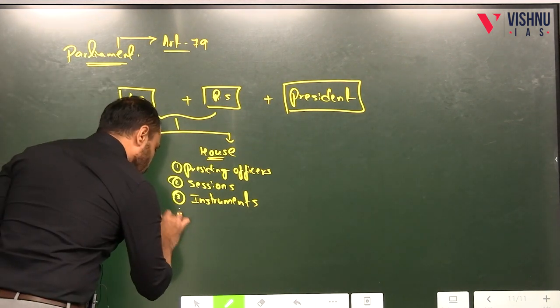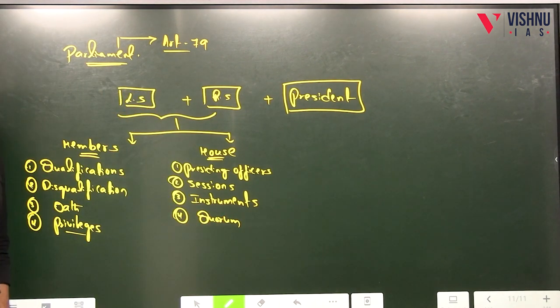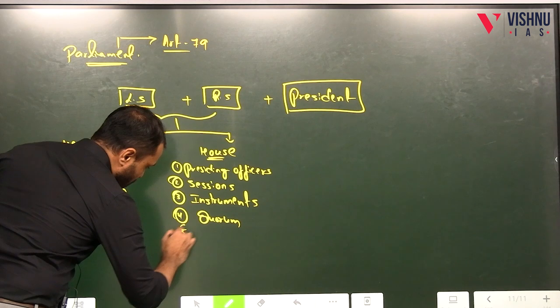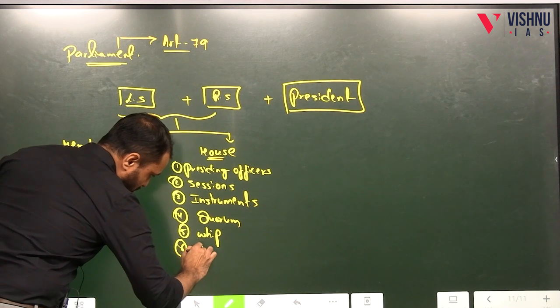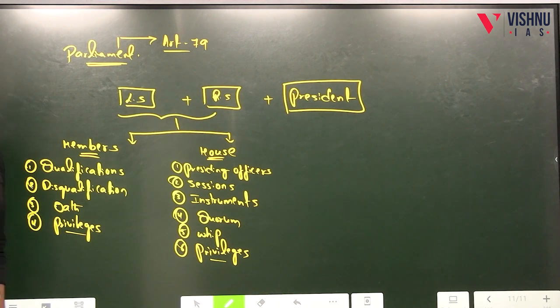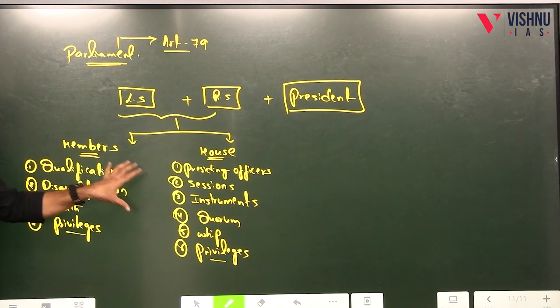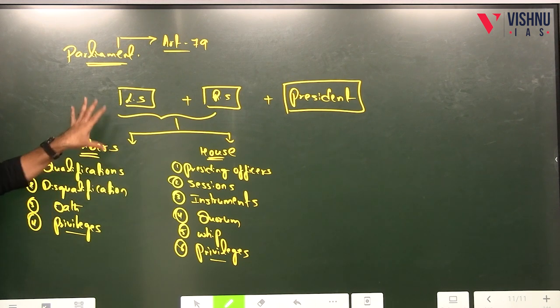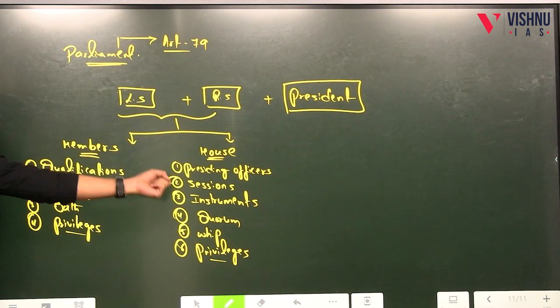We'll also discuss quorum, because minimum strength has to be maintained, then only the house will function. And with respect to the house, we'll also discuss the whip. And not only the members, even the house as a whole enjoys certain privileges. This is how you will learn Parliament. This kind of clarity you must have, so you get an idea what you are going to learn in future classes. You'll focus on the members first, and once that is done, we'll focus on the house altogether.